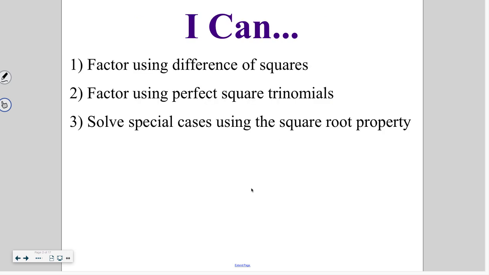So, by the end of today's lesson, you will be able to factor using difference of squares, factor using perfect square trinomials, and solve special cases using the square root property.